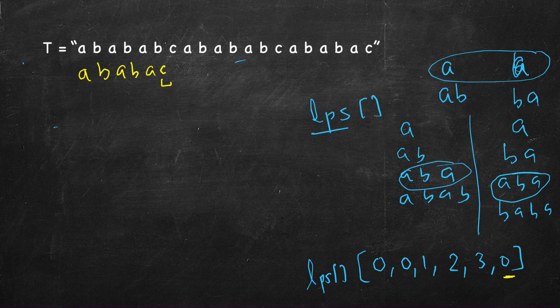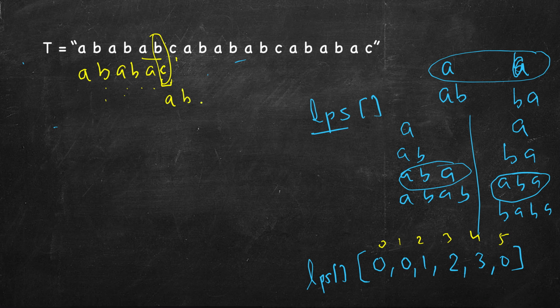So here this LPS is 0. This 0 means that there is no prefix in this part which is a suffix also. So that means we will shift entirely here. We will directly jump till this point. The mismatch was A, B, A, B, A, C. Here it was a mismatch, so we will directly start from here. We will shift the pattern here, 1, 2, 3, 4, 5 steps.